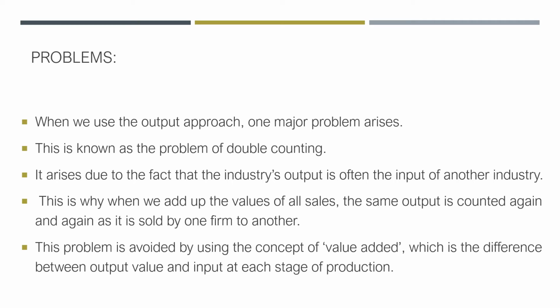The problem of double counting is a very big issue when we take into consideration the measurement of national income by using the product method. This is why when we add up the values of all the sales, the same output is counted again and again as it is sold by one firm to another. This problem is avoided by using the concept known as value added, which is the difference between the output value and input value at every stage of production.